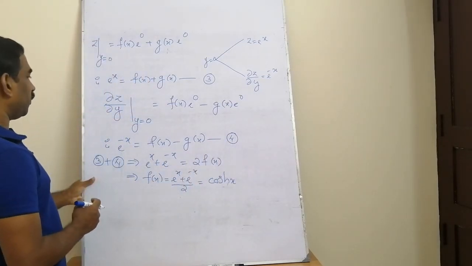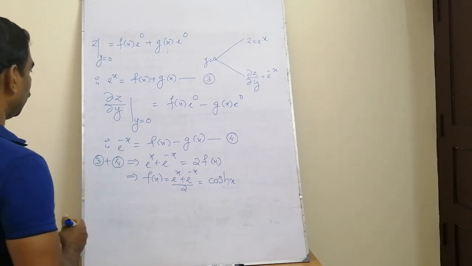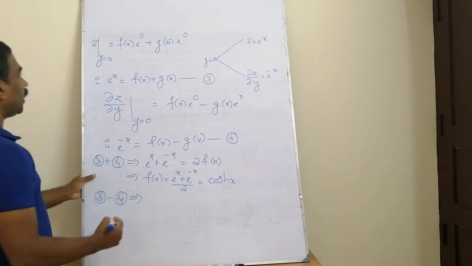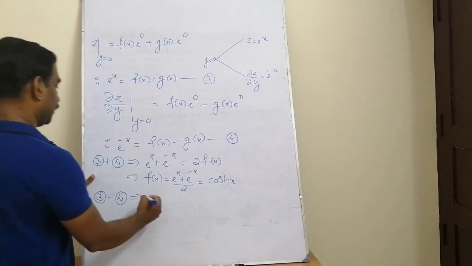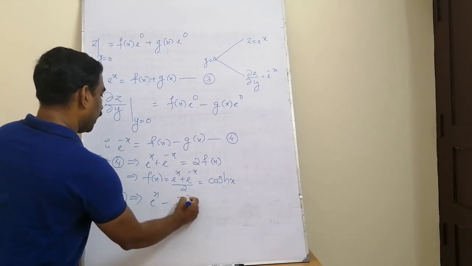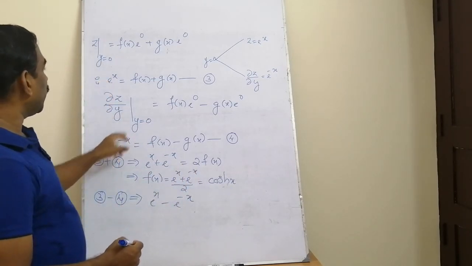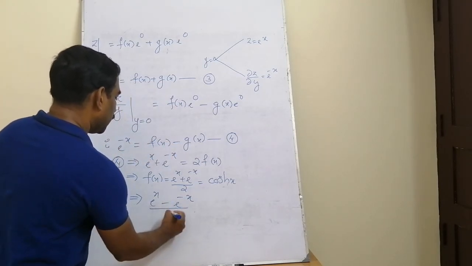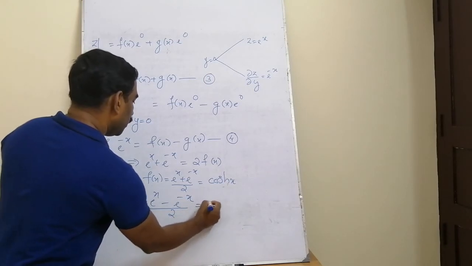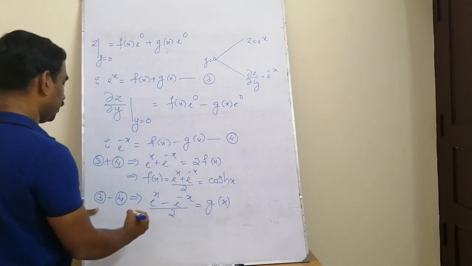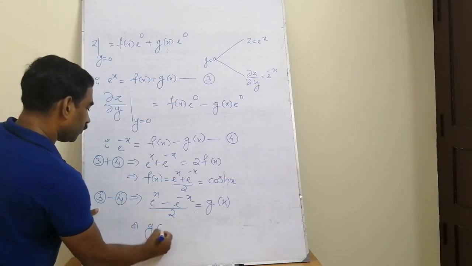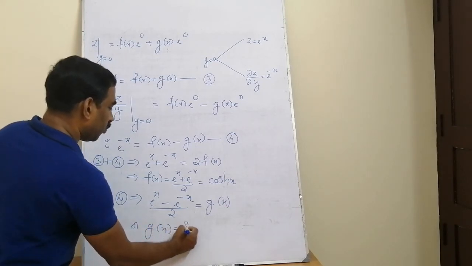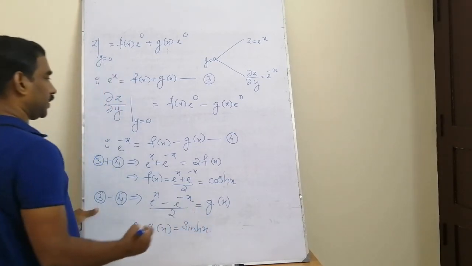And similarly, the second arbitrary function is given by subtracting equation 3 minus equation 4. And 3 minus 4 implies e raised to x minus e raised to minus x becomes 2 times g x, or e raised to x minus e raised to minus x divided by 2 is equal to g x, or g x equal to e raised to x minus e raised to minus x by 2, which is the hyperbolic sine, that is sinh x.